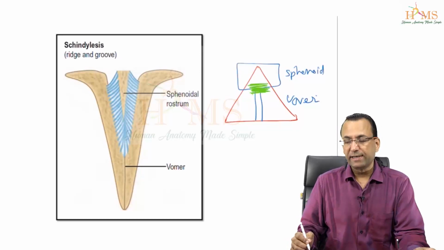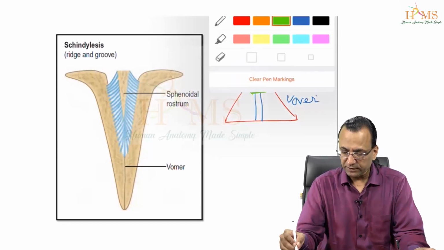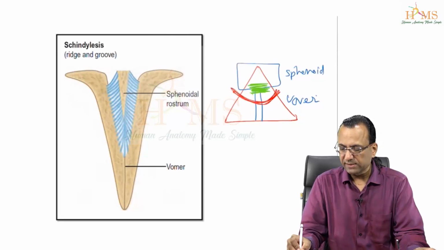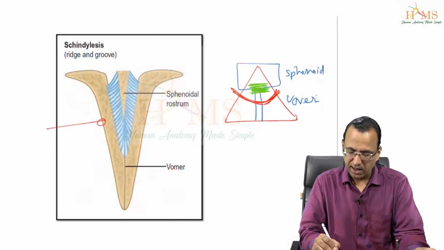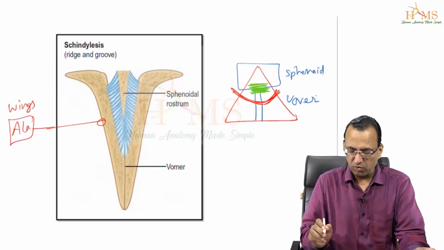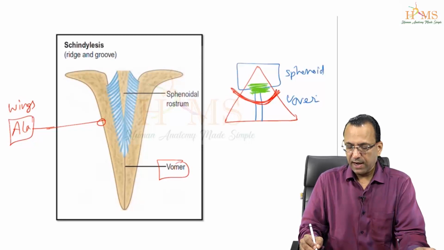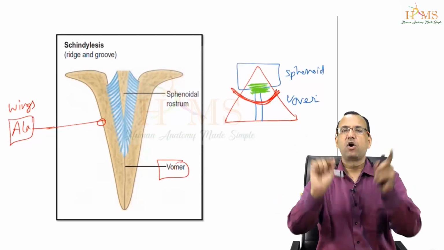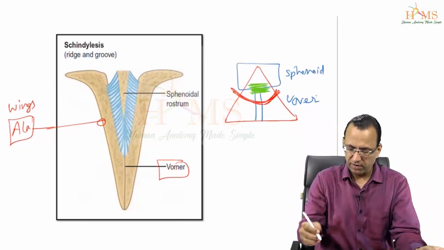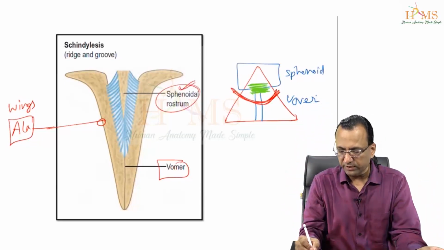Actually, you will see the vomer bone has split like this. This is called the ala of the vomer. This is the ala of the vomer. So, that is the ala or wings of the vomer. This is vomer bone. And what is going into that ala of the vomer? The spine of the sphenoid. This is the rostrum of the sphenoid.